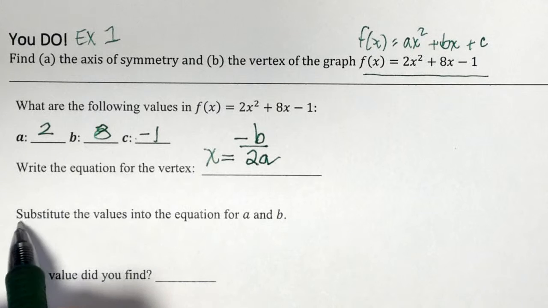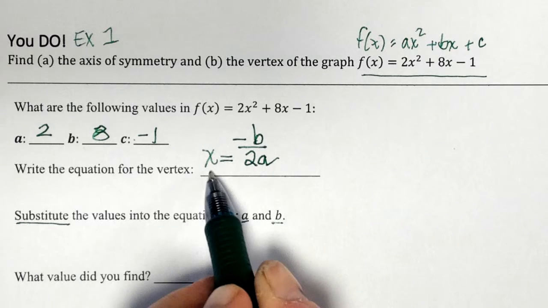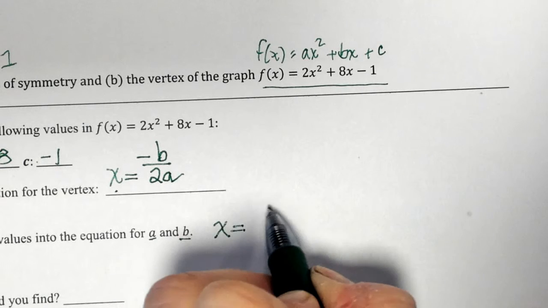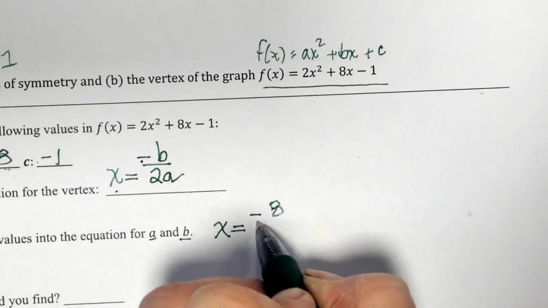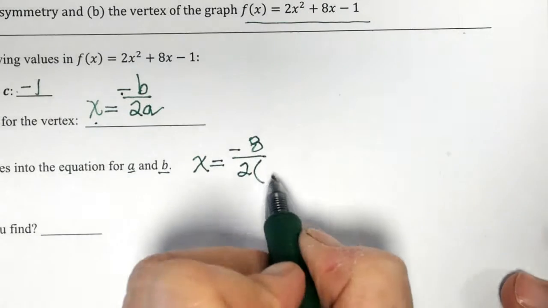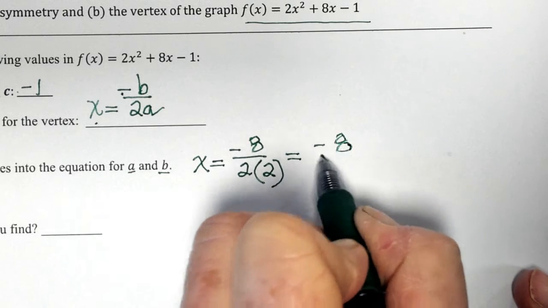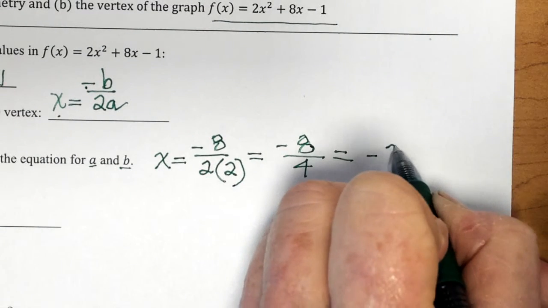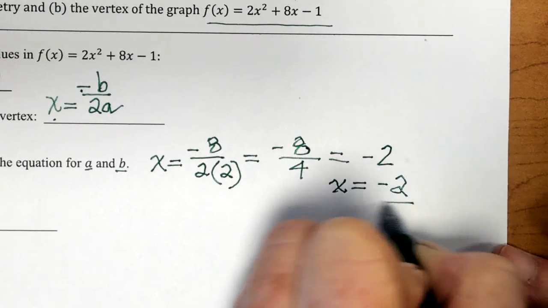So now I'm going to substitute, meaning I'm going to replace the values in the equation for a and b and solve for x. So that's what I'm going to do right here. I'm going to say that x is equal to minus, because I'm taking that minus, I'm going to plug in 8 over 2 times a, which is 2. I'm going to go ahead and simplify. This is equal to negative 8 over 4, which I know that negative 8 divided by 4 is negative 2. So what did I just figure out? That x is equal to negative 2.